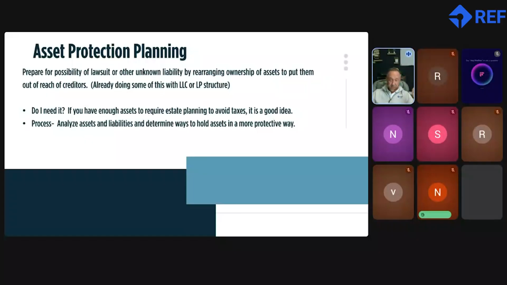So if they were to get a judgment, it would be against the LLC and the assets of the LLC, because we don't want them to be able to sue each of the individual owners. So the LLC or LP or whatever it is provides that firewall or block of protection between the asset and the owner.